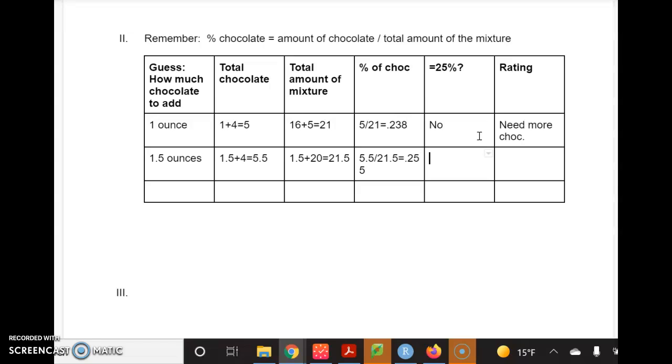25.5%. It's close, right? But now we need less chocolate. So obviously we're going to be between 1 and 1.5 ounces. And that's a little scary, right? Like how much in between? We could go on doing this forever.